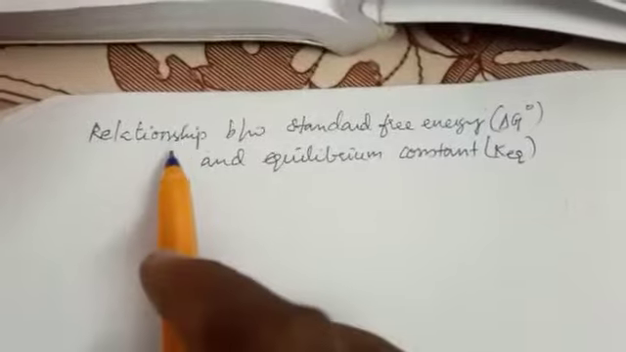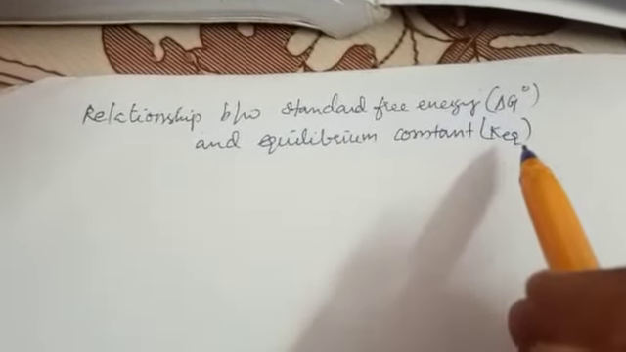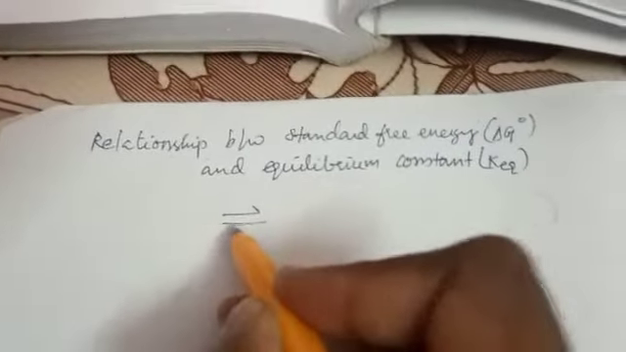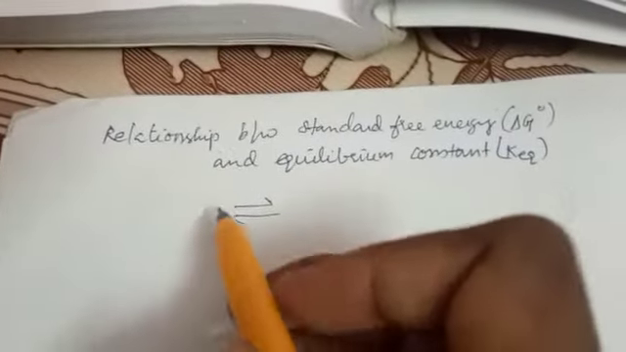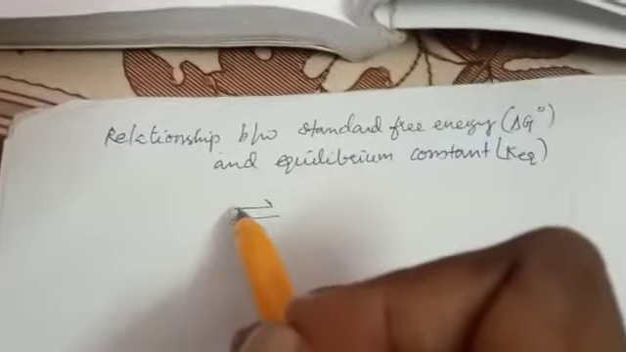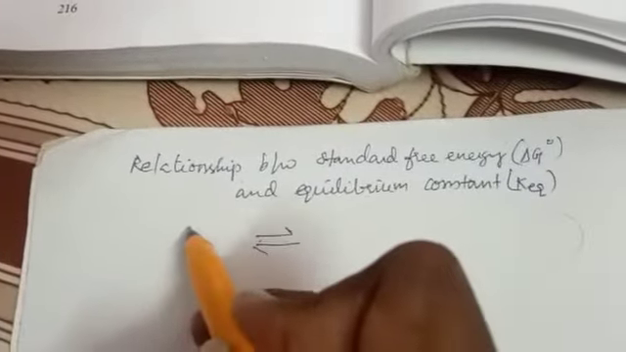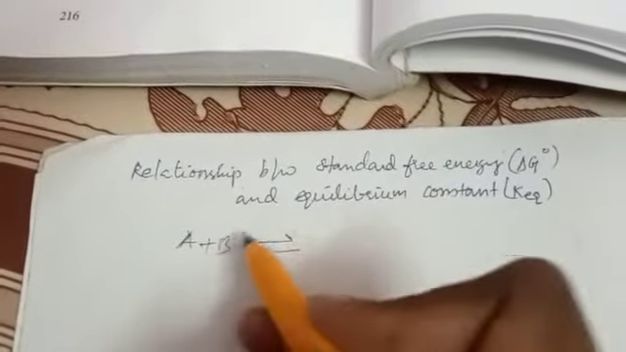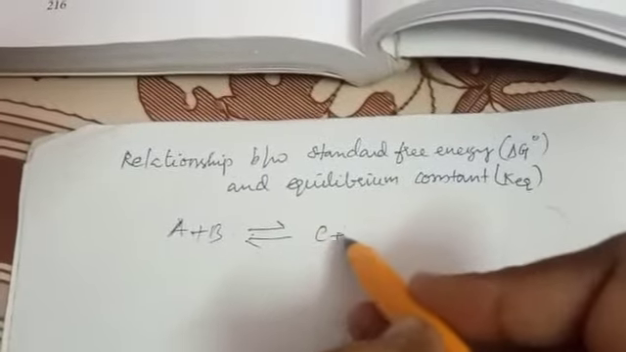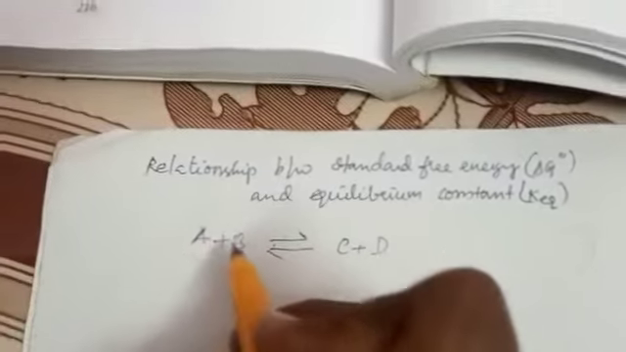Next topic, the relationship between standard free energy and the equilibrium constant K. Let us consider a reversible process. A reversible chemical reaction proceeds in either direction simultaneously. For example, reactants A plus B give C plus D, and products C plus D also give A plus B.